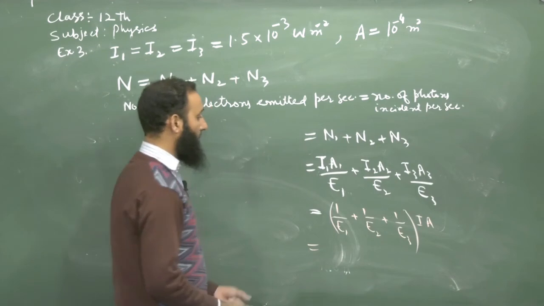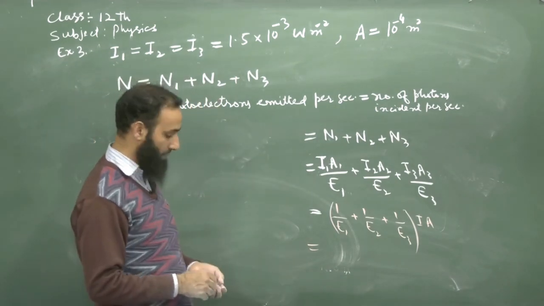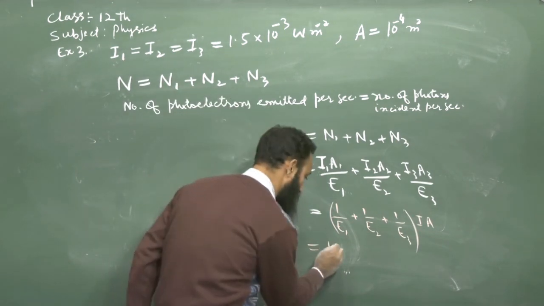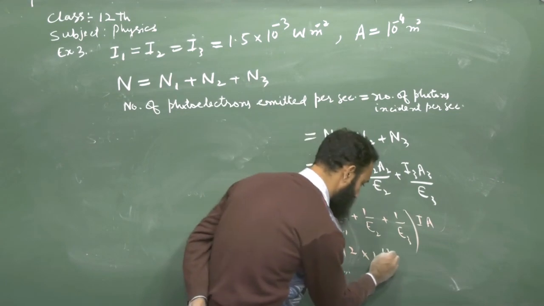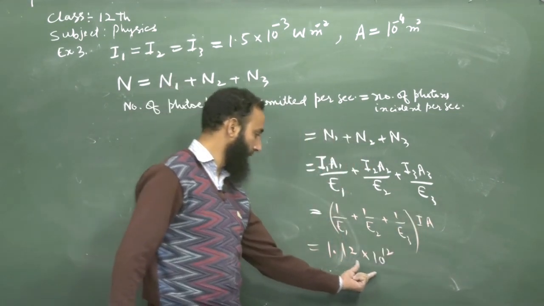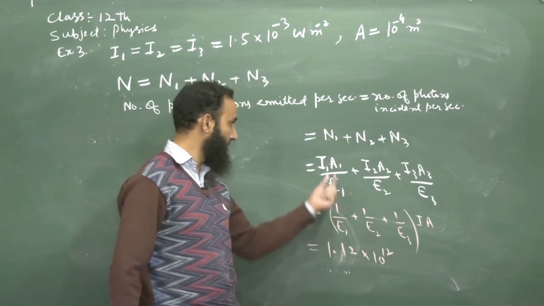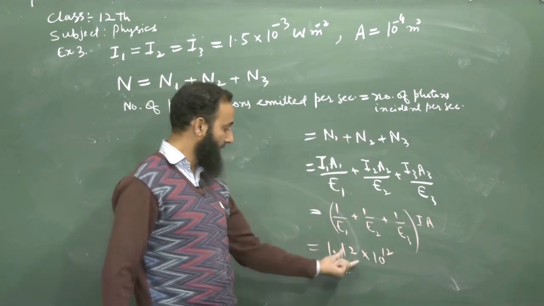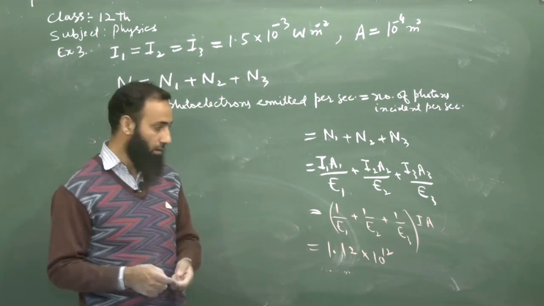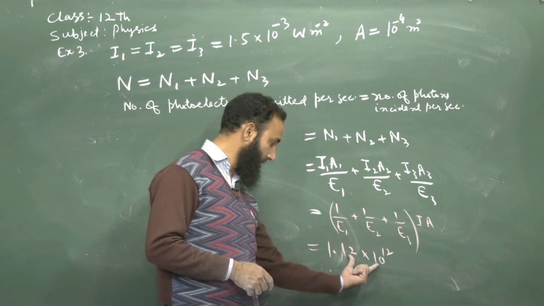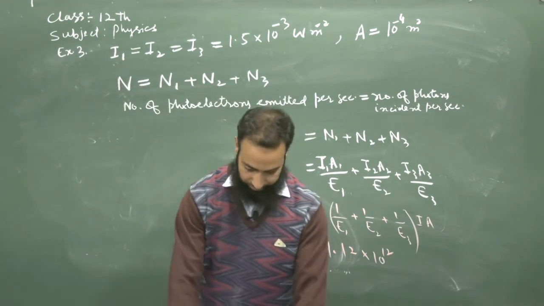When we substitute the corresponding values of these quantities, the number of photoelectrons which are emitted per second comes out to be 1.12 into 10 raised power 12. The number of electrons which are coming out from the metallic surface, that means the number of photons which are incident on the given metallic surface whose energy is more than the threshold energy, is this much, and the same number of photoelectrons will come out from the given metallic surface. Thank you.